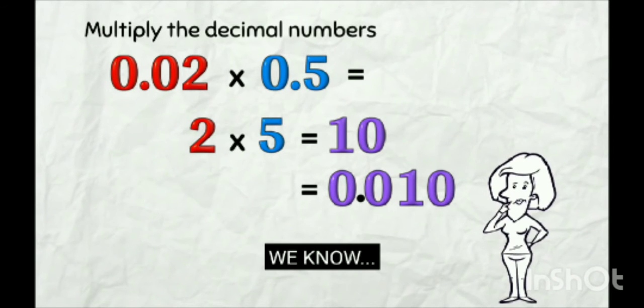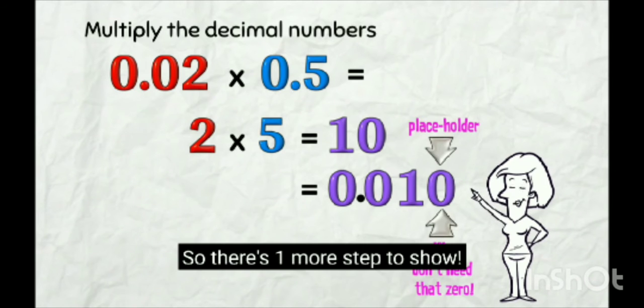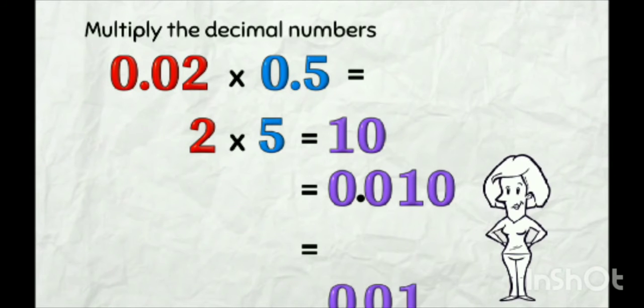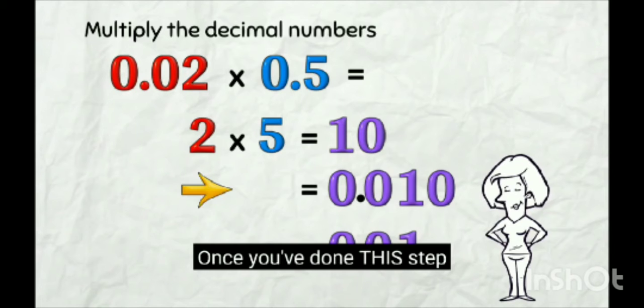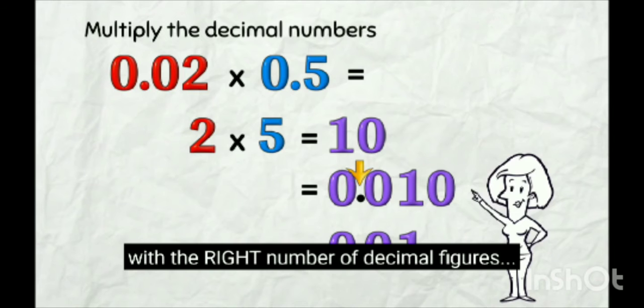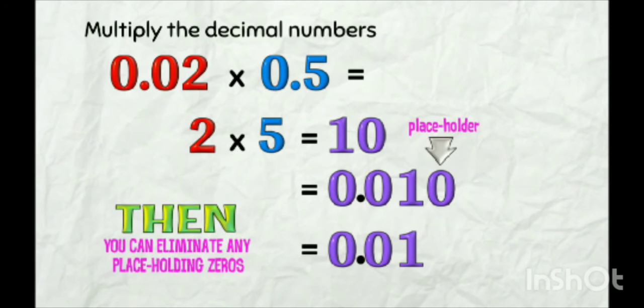We know that we don't need that 0 at the end. It's just a placeholder. So there's one more step to show. Equals 0.01. Once you've done this step of putting the decimal point in the right place with the right number of decimal figures, then you can eliminate any zeros you got just hanging around at the end.